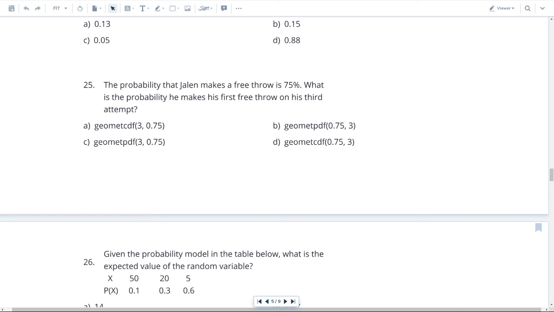So the probability that Jalen makes a free throw is 75%, 0.75. What is the probability he makes his first free throw on the 3rd attempt? He's looking to get the first success on exactly that attempt. That is why it's a PDF. If it was cumulative for the CDF, it would say on or before the 3rd attempt or something similar to that. 61% of you got that right.